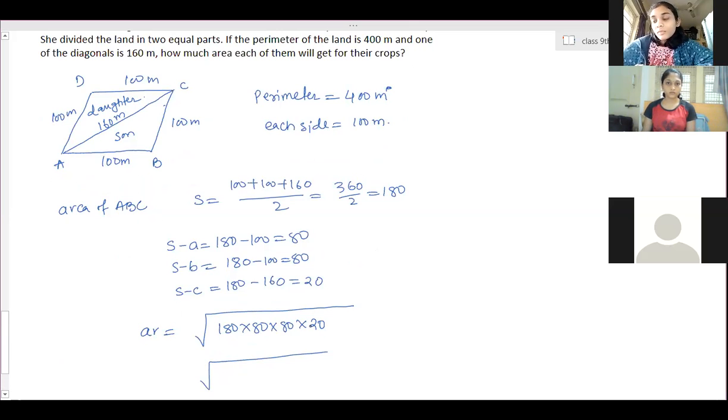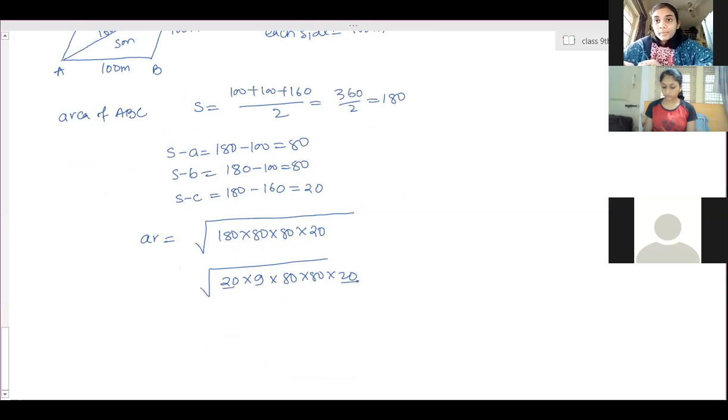180 we can write as 20 into 9, into 80 into 80 into 20. Out of that, this 20 and this 20, square root is 20. 9's square root is 3. 80 into 80, square root is 80. 20 into 20, square root is 20. So 1600 into 3, that is 4800 meters square. This is the area each will get.